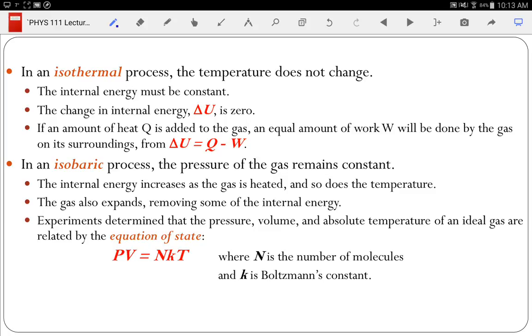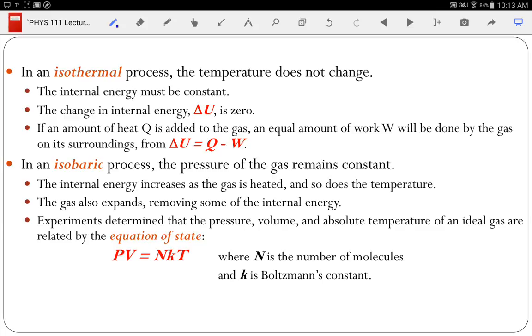Isobaric is constant pressure. If you take chemistry class, pretty much everything you do in chemistry class is going to be isobaric because you do them out in the open. So you have atmospheric pressure all the time with your chemical reactions. So that's an isobaric process if you have constant pressure.